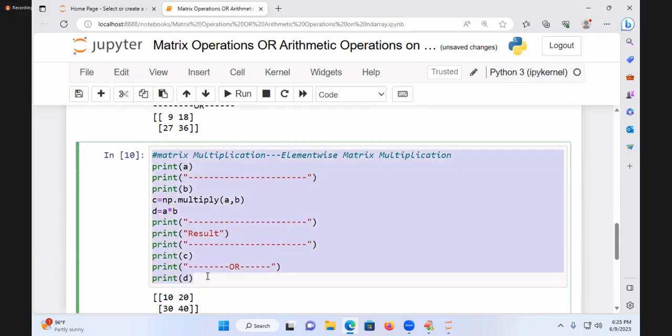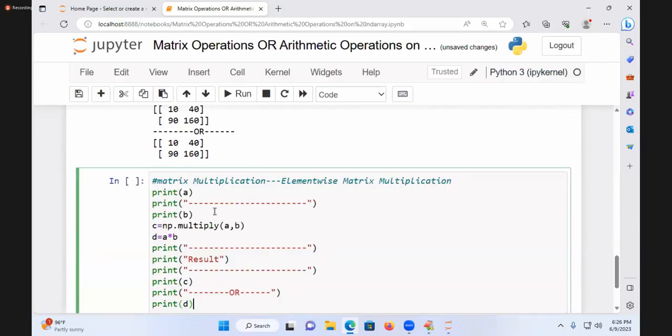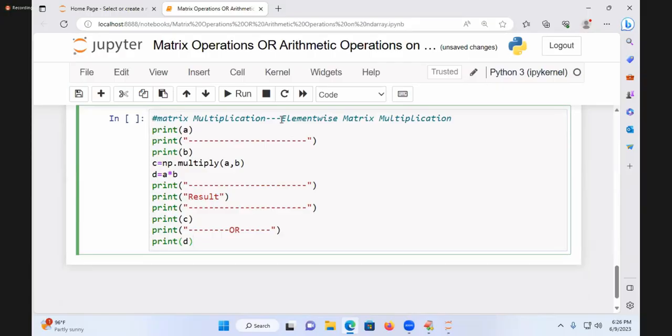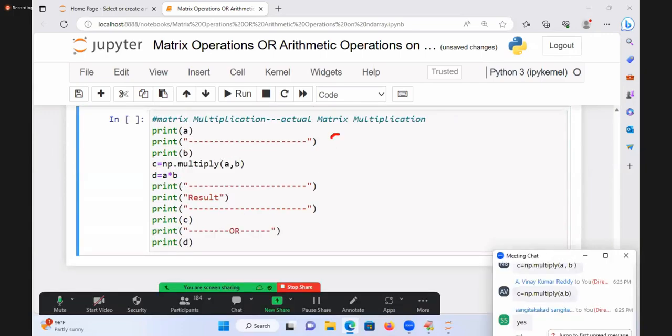Now I am going to show you the original matrix multiplication. I will explain the flow first. Now I am writing actual matrix multiplication. What is the value of A? 10, 20, 30, 40. This is one matrix. The other is 1, 2, 3, 4.